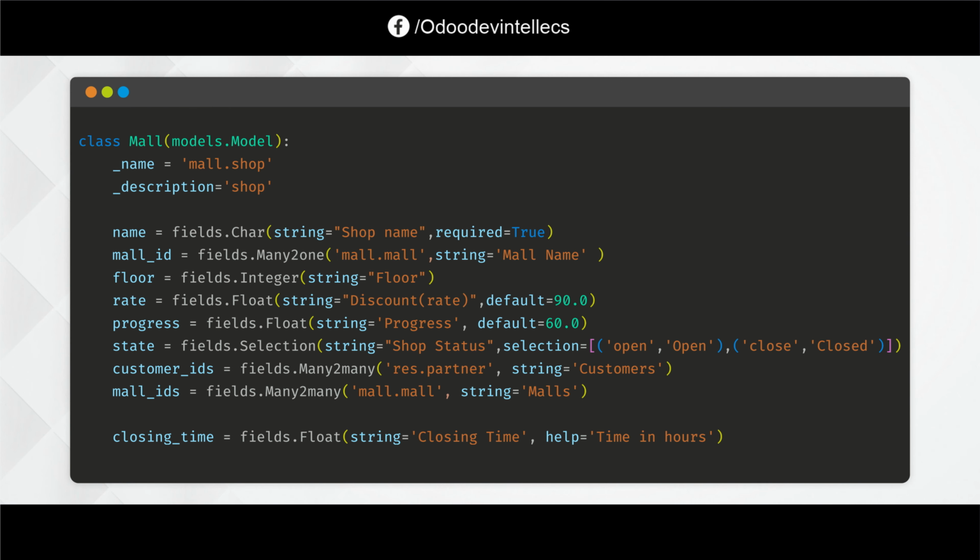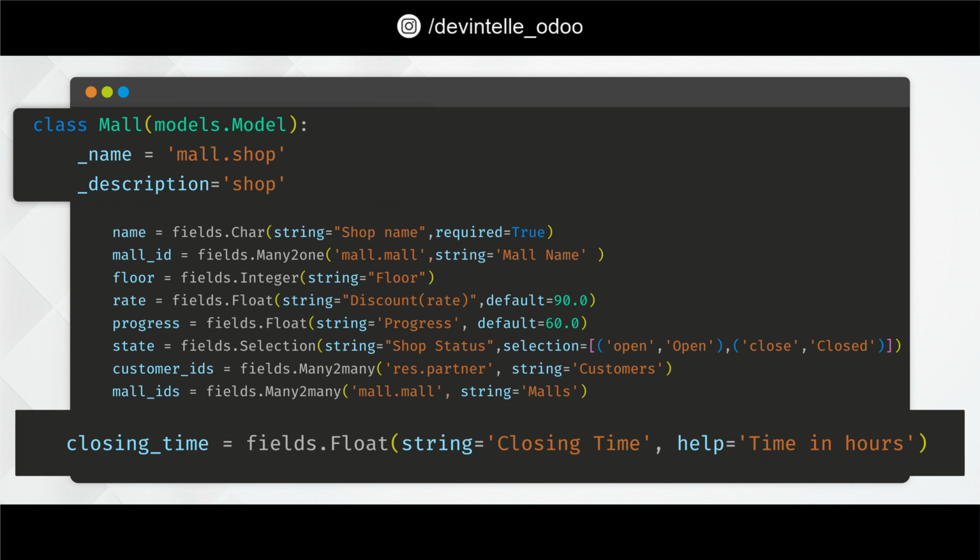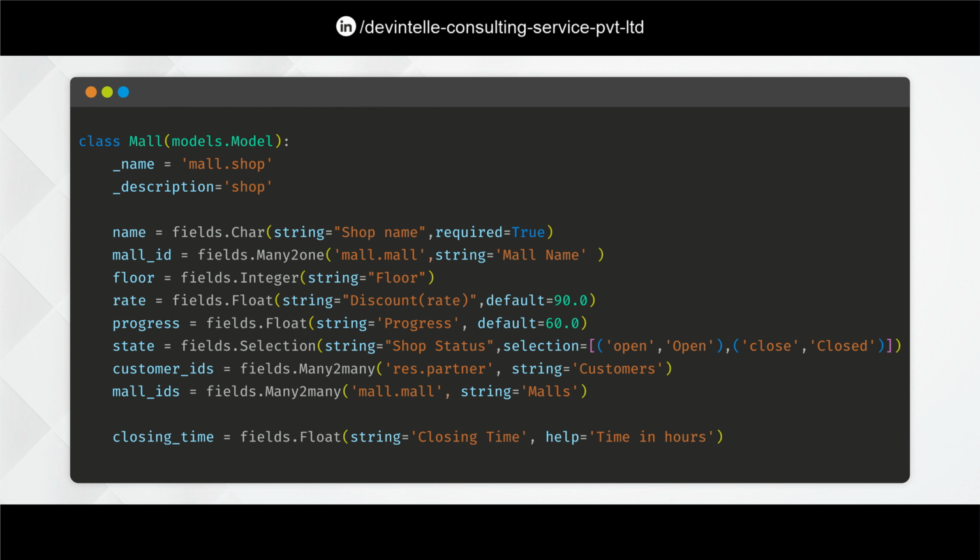First, we have to define the float field in our object. So here in our object mol.soap, I define closing time field, and this is the float field. I give the string value closing time, and I write time in hours into the help attribute.